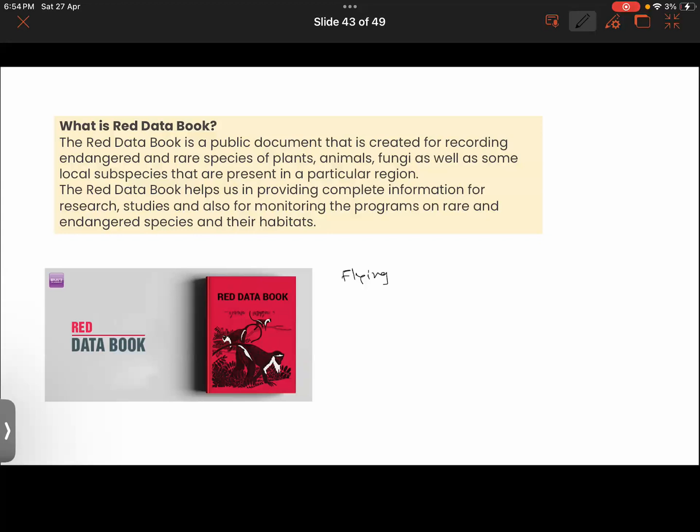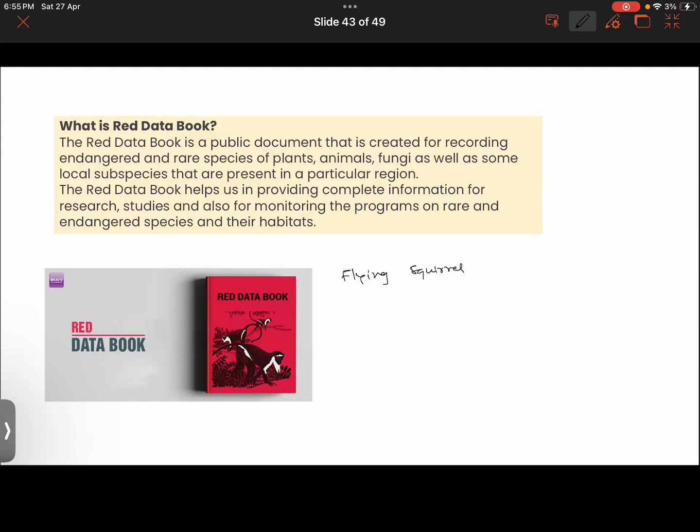Have you guys ever seen a flying squirrel? In your neighborhood, in your surroundings, in your garden or in your locality, have you seen a flying squirrel? Yes, sir. I have seen. Good.